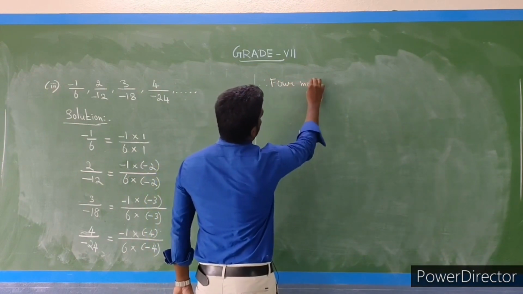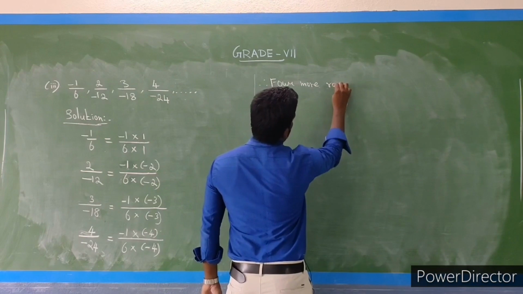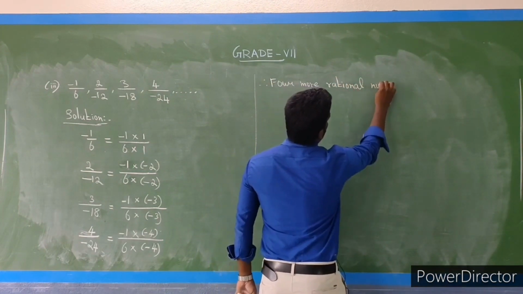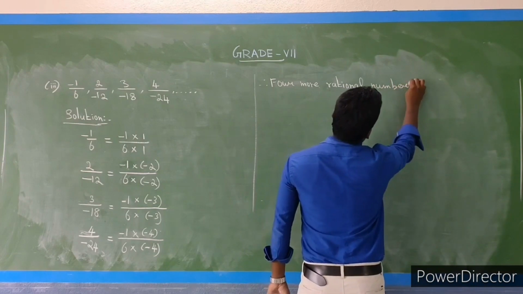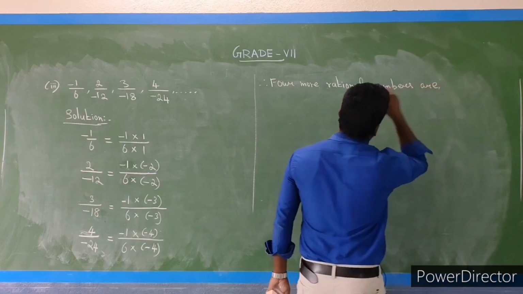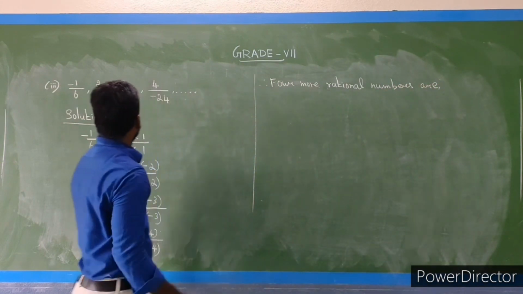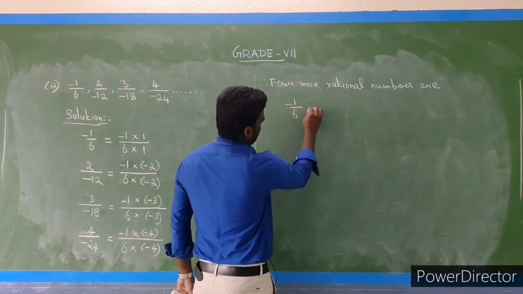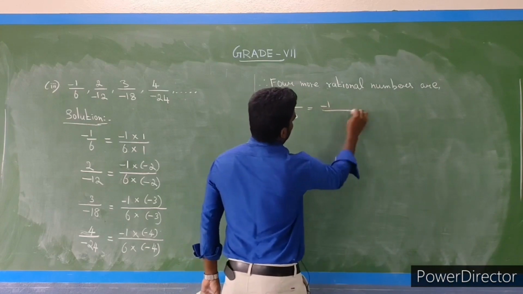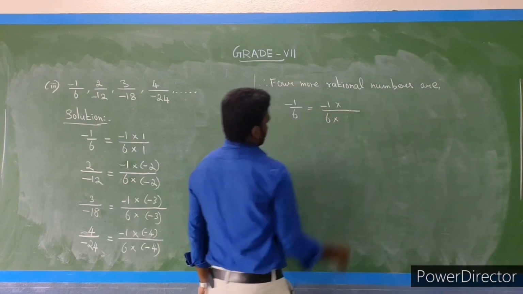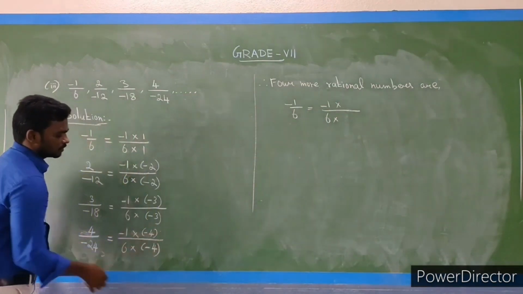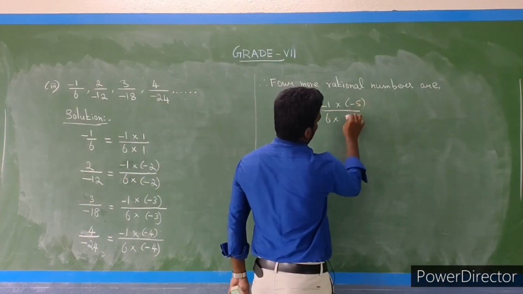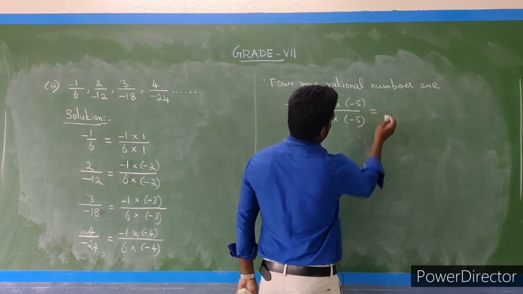Four more rational numbers are. What are the 4 more rational numbers in this pattern? Minus 1 by 6, which is equal to, this can be multiplied by, what is that? The last number is minus 4 by minus 4. So the next we can multiply it by minus 5 by minus 5.